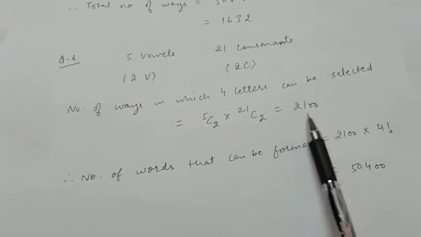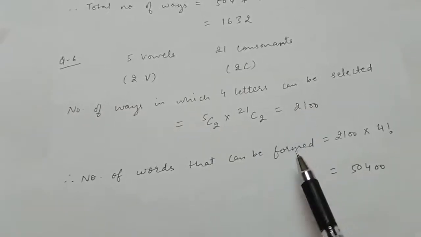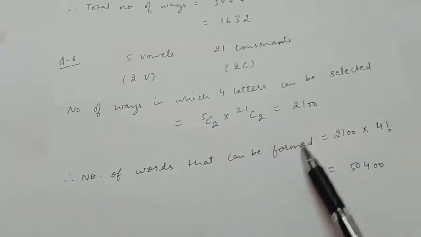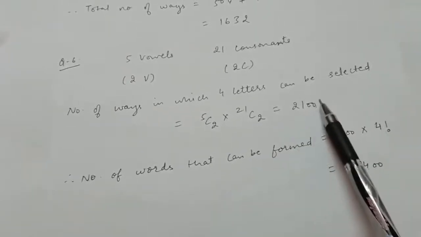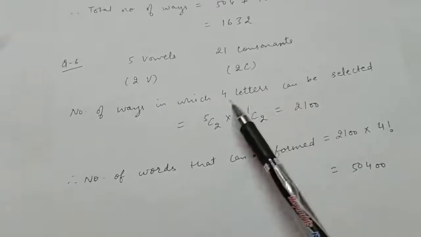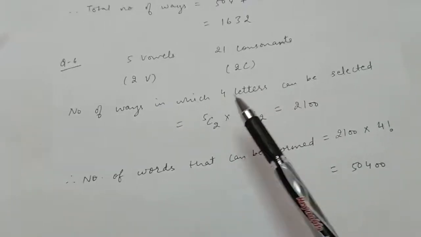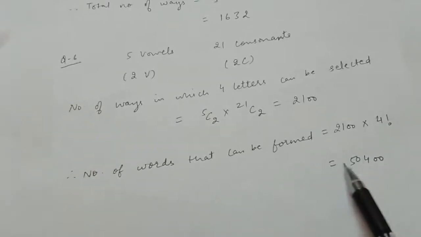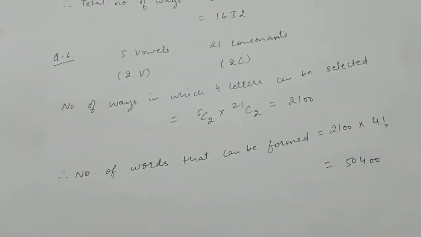Now for each of these selections, see, we will get 4 letters which can be arranged in 4 factorial ways. So the total words that can be formed are these, right?